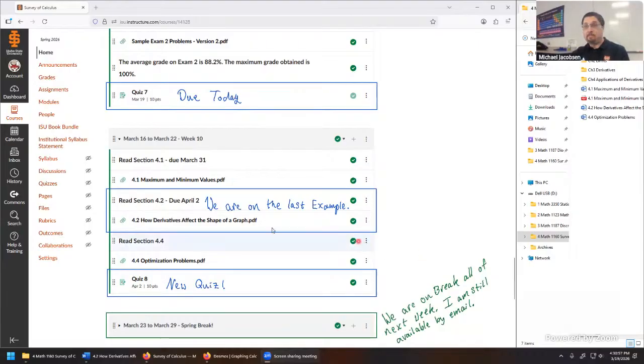With what we'll be doing today, we're finishing off section 4.2 on the last example, and we're making a start into the optimization section. We'll likely finish this when we come back on Tuesday after the break. So far, the new quiz number 8 is just going to be based off of the work we did in 4.2.